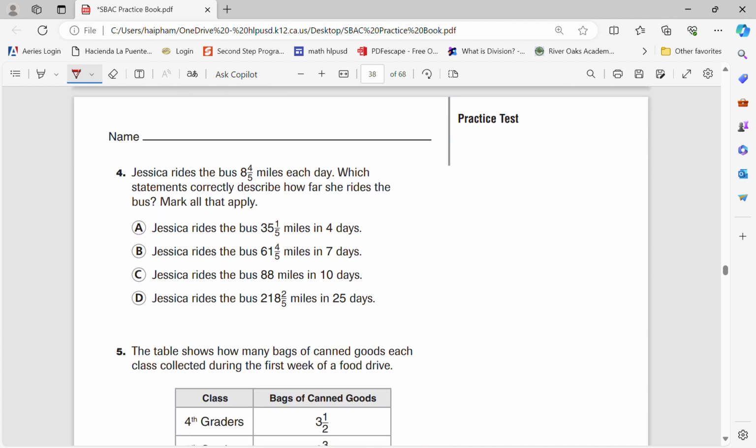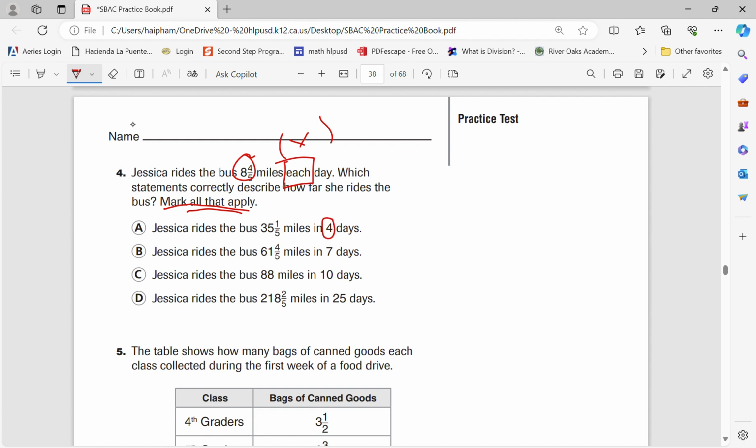Jessica rides the bus 8 4/5 miles each day. Let's go ahead and circle our key numbers and box some keywords there. Which statement correctly describes how far she rides the bus? Mark all that apply, which means there could be more than one answer here. This question is very similar to the first one, where we're going to look at each statement and determine whether it's a true or a false statement. Jessica rides the bus 35 1/5 miles in 4 days.